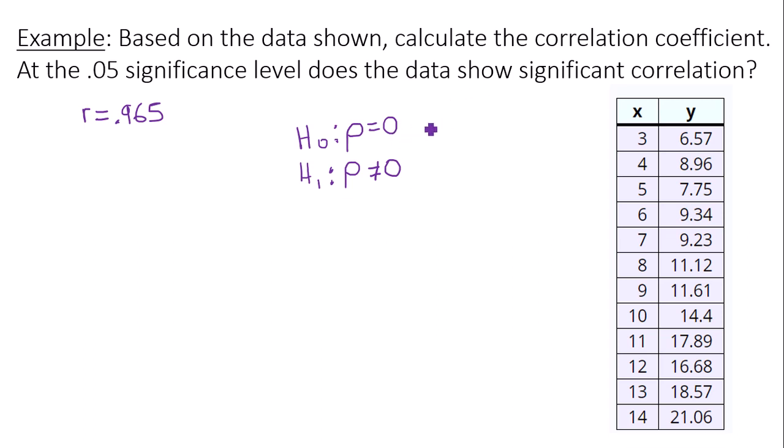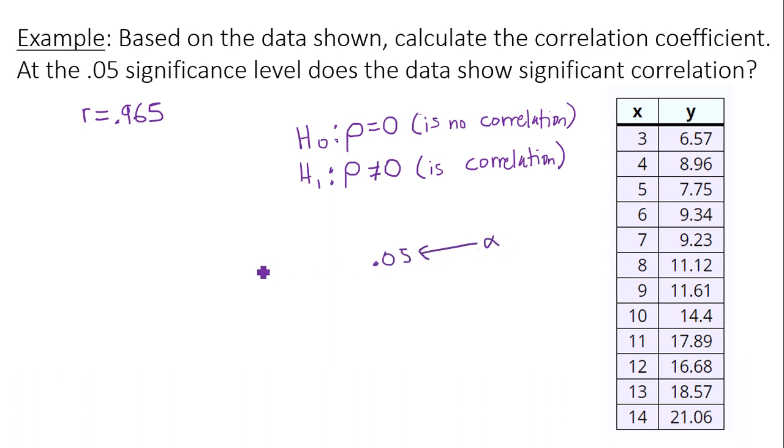What does it mean when rho equals 0? Well, this just means that there is no correlation. And when rho is not equal to 0, there is correlation of some sort. So to perform a hypothesis test, I have an alpha value of 0.05. This is alpha. And I need to compare this to a p-value. Compare this to the p-value.